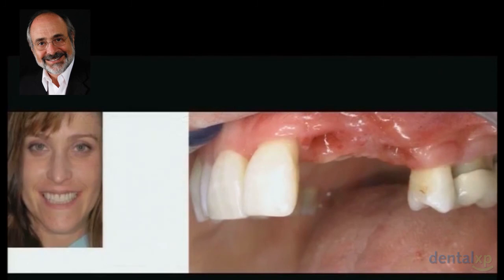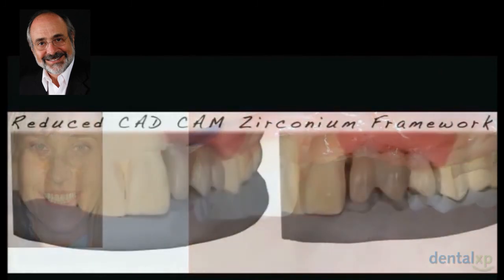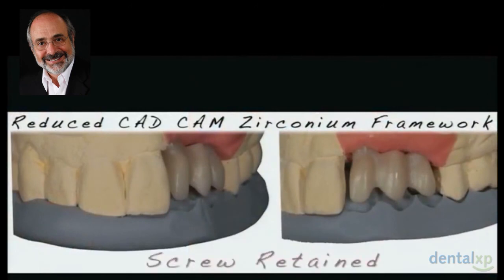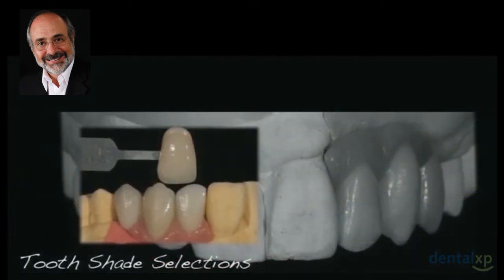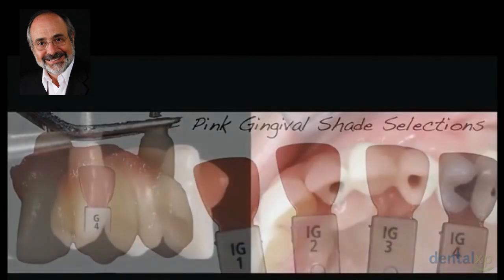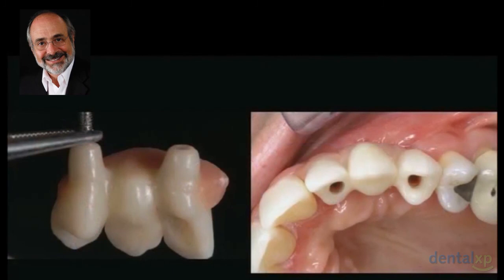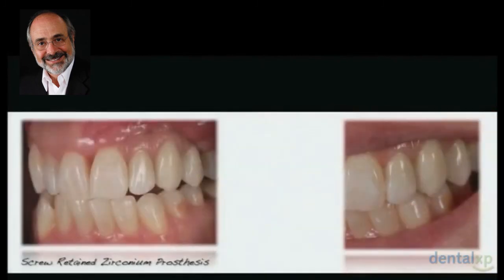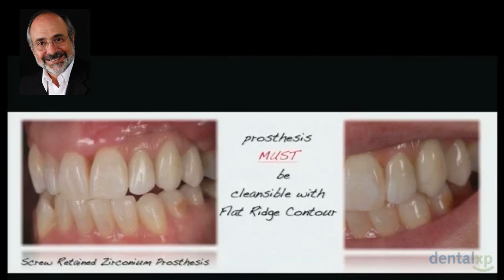Look at what the tissue looks like. Trying in the reduced CAD-CAM zirconium framework, we take tooth color, and then you take pink color. And we build it out horizontally. And now you have a screw-retained zirconium prosthesis. And you can see what it looks like and how well it integrates, because this is the inferior border of the upper lip taken into account right at the outset.